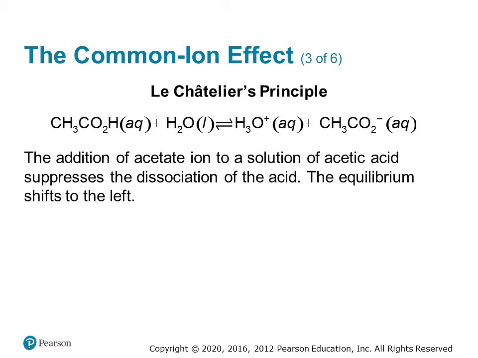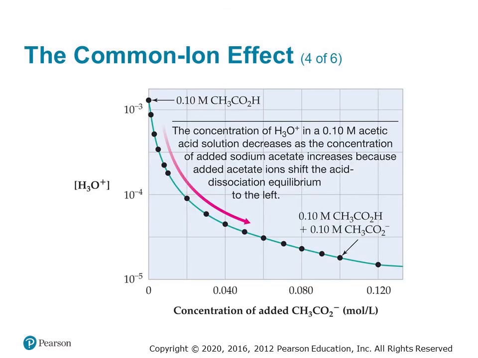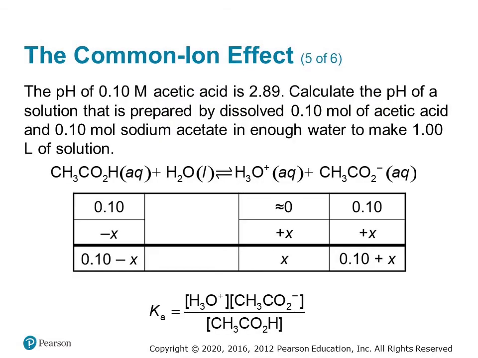Fewer of these means a less acidic solution, of course, hence the pH difference in the two solutions from the previous slide. We can see on this slide that, as we would expect, increasing the concentration of acetate ions in 0.10 molar acetic acid causes a corresponding drop in the concentration of hydronium ions. Let's analyze this equilibrium situation mathematically.